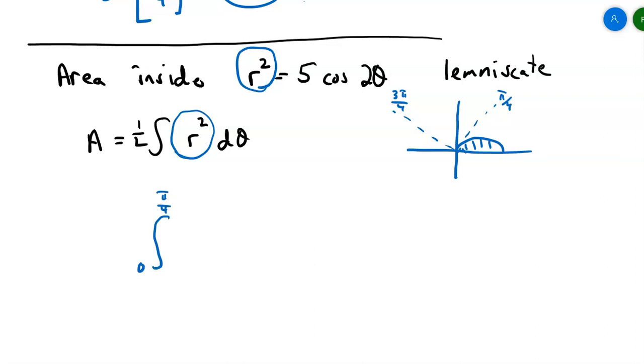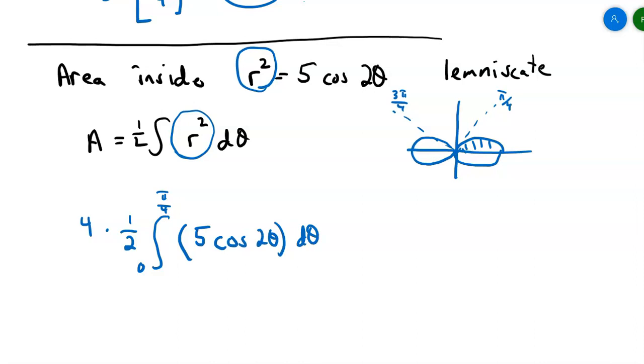And then I'm going to multiply that answer by 4 because I get a little piece here, a little piece here, a little piece there, and a little piece there. So I've already got the 1/2 that came from the formula. I'm going to multiply that by 4. My r squared is 5 cosine of 2 theta. No need to square anything, d theta.